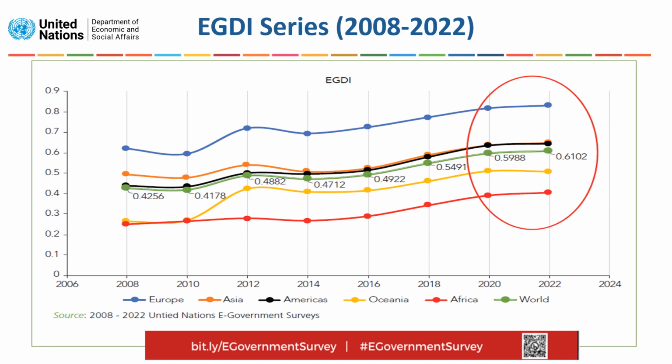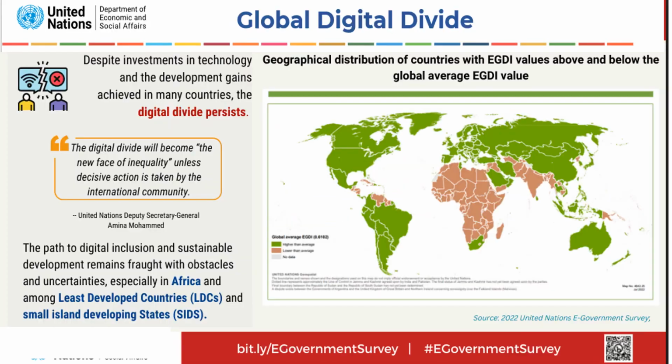While we observed widespread reliance on digital technologies for service delivery during COVID-19, digital transformation has not yet materialized in a more homogeneous and comprehensive manner, especially for developing countries. Despite investments in technologies and the development gains achieved in many countries, the digital divide persists, and for some groups of countries it increases. Ongoing challenges continue to undermine the development efforts of countries in special situations, especially the least developed countries, as clearly shown in this map.